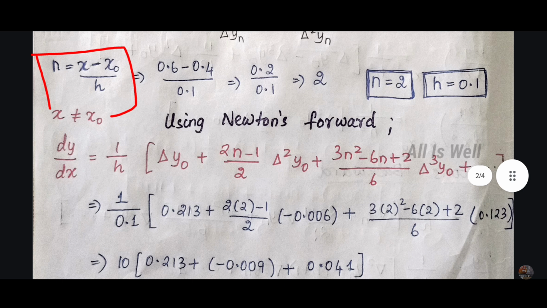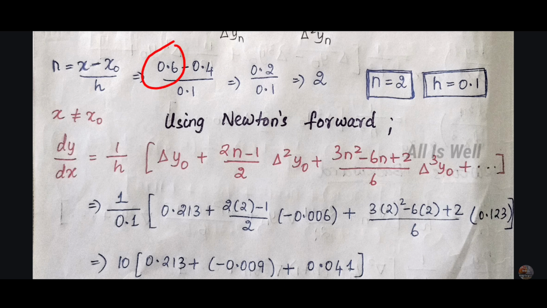(x minus x naught) by h gives the value of n. Here, x is the value which we have to find, that is 0.6, x naught is the first value of x and h is the difference of x values. Even though 0.6 is at the center of the set, we consider using Newton's forward formula.